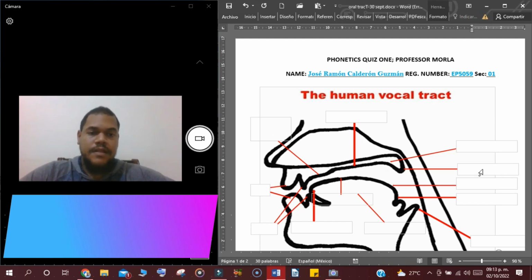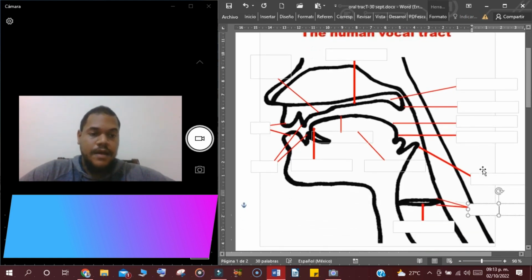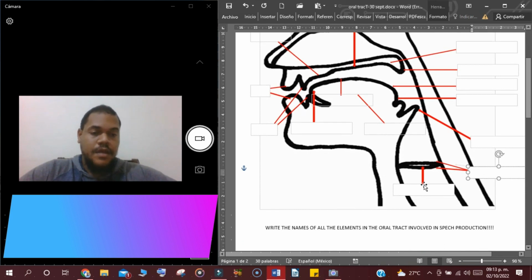So I will name all the parts of the vocal tract and also say something about their function in the production of the sound of speech. Let's start from the back, right here. And here we can find the vocal cords.